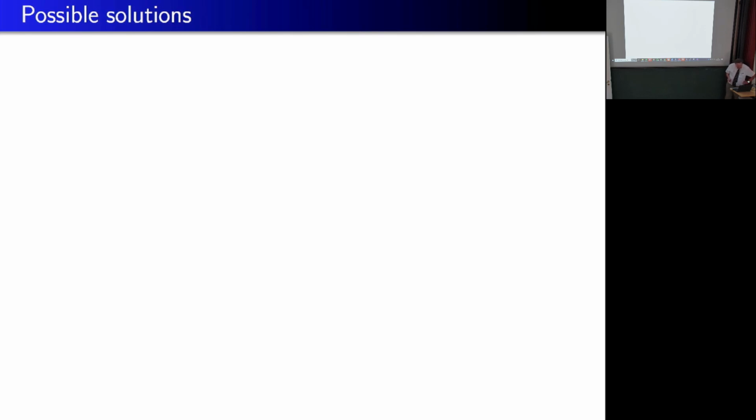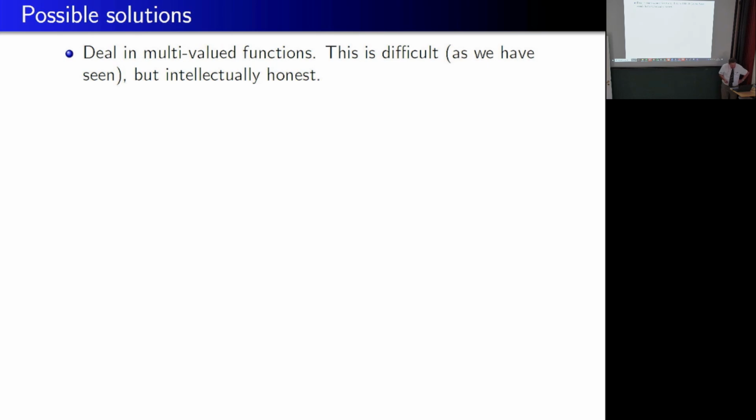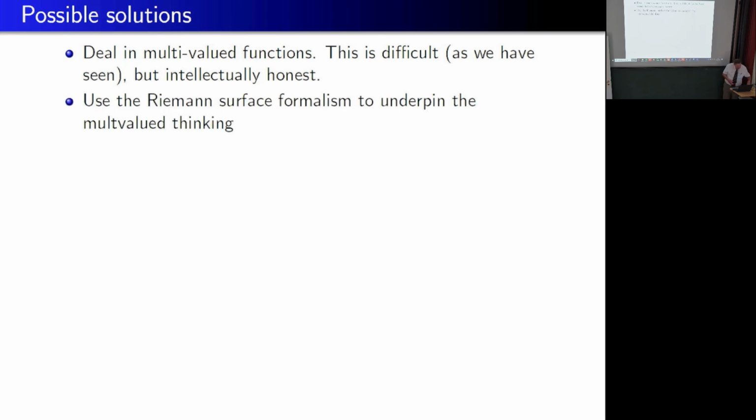So what possible solutions do we have? Well, one is we can deal with multi-value functions. It's difficult and complicated, but in one sense, intellectually honest. We're admitting that it's multi-valued. One way of doing analysis is to use the Riemann surface formalism, which maps onto a Riemann surface, a multi-sheeted covering of the plane, and that multi-sheetedness is my multiple values. It won't stop us from any of the pain, but it will let us at least talk about analysis and local and continuous branches and so on.